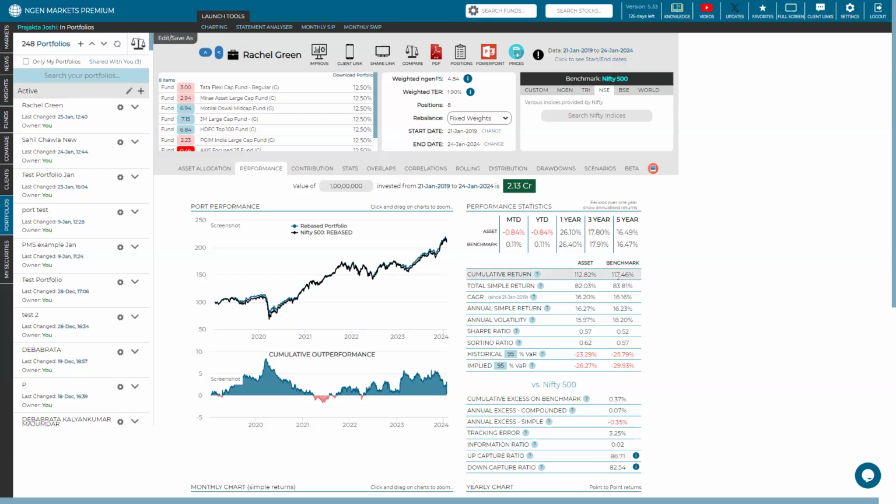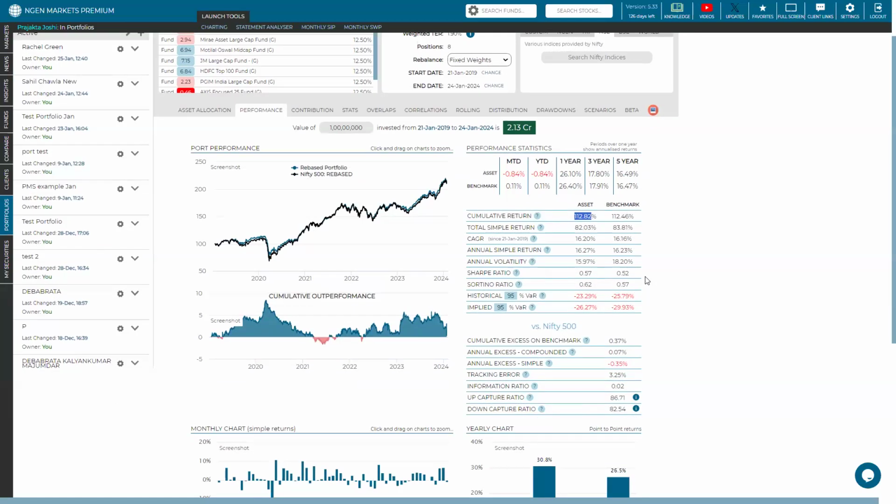So here you will see the benchmark has given about 112% return. My portfolio has almost given similar levels of return. So what do we mean by cumulative return? It's nothing but an absolute return from a point in time to a point in time, right? So starting from the start date that we have considered, that's 21st January onwards to 24th of January 2024. So this is a 5-year, absolute return by my portfolio as well as by my benchmark. So in this case, I can see they are matching up, right? The returns are very, very similar.